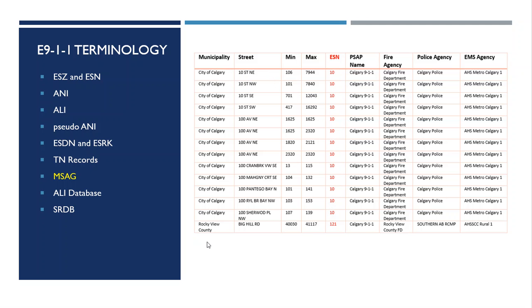This is another area served by Calgary 911, which is basically Rocky View County just northwest of us. Street Big Hill Road, 40,030 to 41,117 will have an ESN of 121, and it is served by the Rocky View County Police Department as well as the Southern Alberta RCMP. And even though it's commonly AHS, the place they are responding from is different. So this is a unique combination representing this address with an ESN of 121.